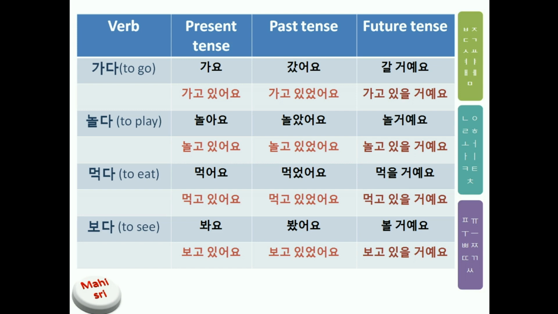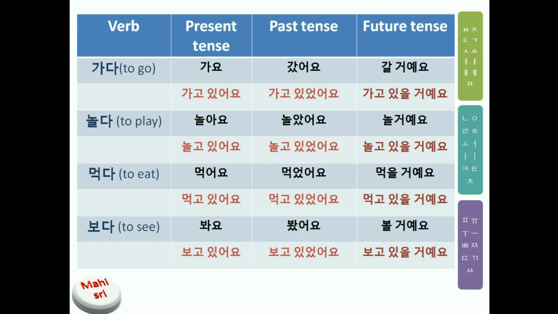Okay. So I just gave this table for reference and you can remember well like this. I'm just gonna read these words. Kayo becomes kago isoyo. Kasoyo becomes kago isosoyo. Future tense, kalkoyeyo becomes kago isilkoyeyo. So in the first row, you just conjugated the verb stem ka. But in the continuous tense, whatever the verb may be, you're going to conjugate the itta verb, which is isoyo, isosoyo, isilkoyeyo.